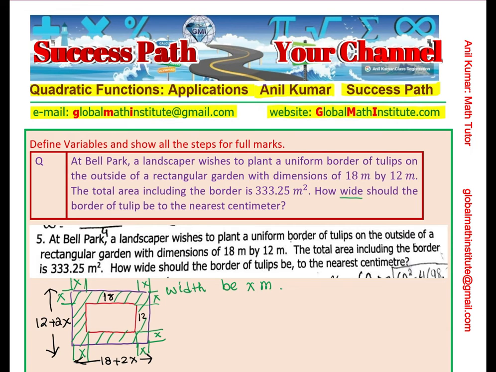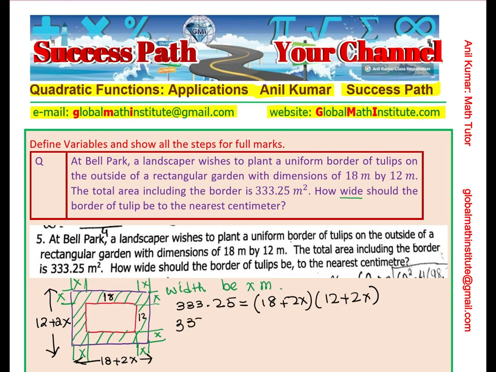We are also given some decimal values, so get ready with the quadratic formula. Now we can write down our equation. We are given that the total area including the border, meaning the outside area, is 333.25. That should be equal to 18 plus 2x times 12 plus 2x. This is the equation you need to solve, with only one variable, so we can expand this.